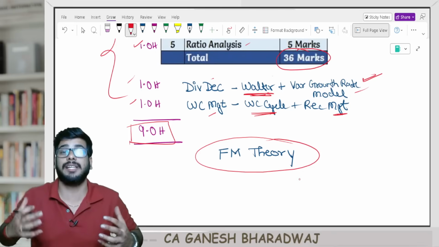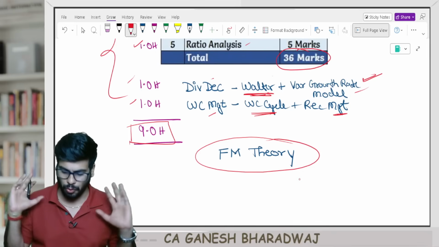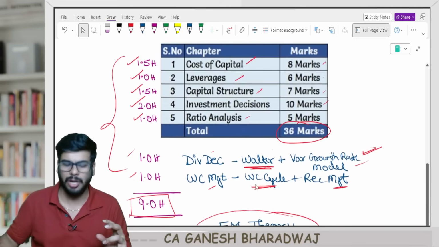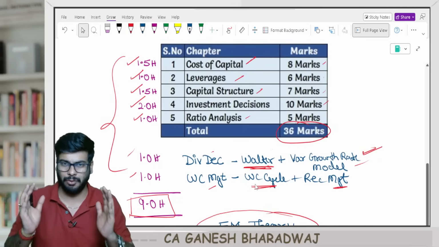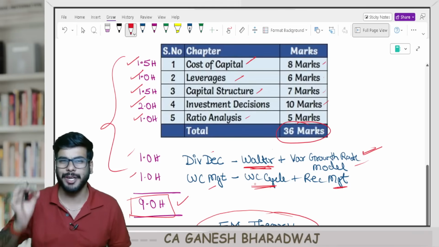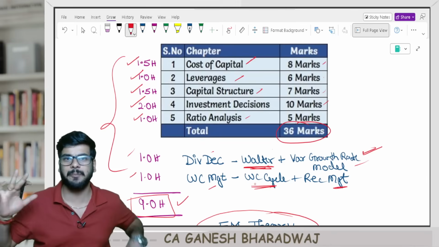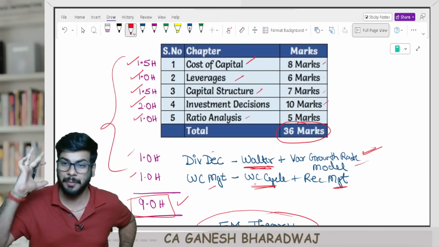Whatever it is, you just get a feel that you know it, so that if at all they ask something, you can put it in your own words also. Overall, for your FM component alone, the 50 mark FM component, the day before your exam, you can spend just about 9 to 10 hours, and with that, the entire preparation of the FM component will be sorted.